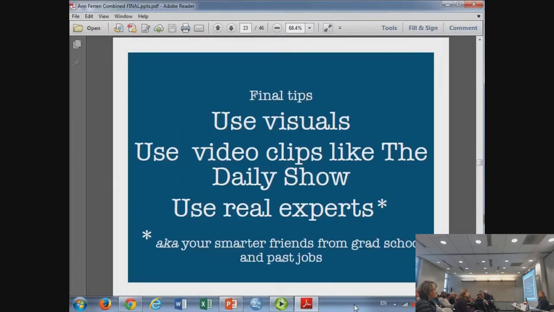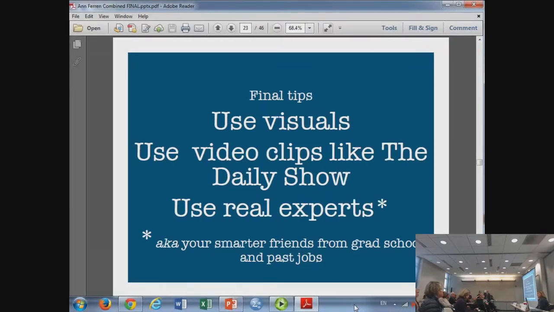So, okay. My tips for you: use visuals, use clips like The Daily Show. They love The Daily Show. And now John Oliver, who is on HBO, is doing some incredible work in areas of media ownership, ethics, commercialization, lots and lots of stuff. I mean, I love John Oliver and The Daily Show. Colbert, I'm going to miss a lot.